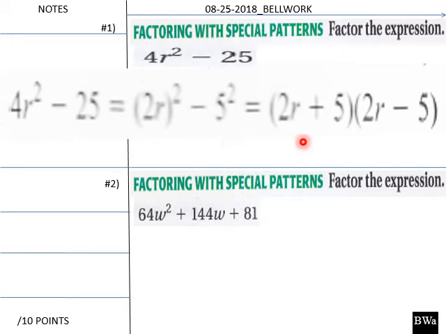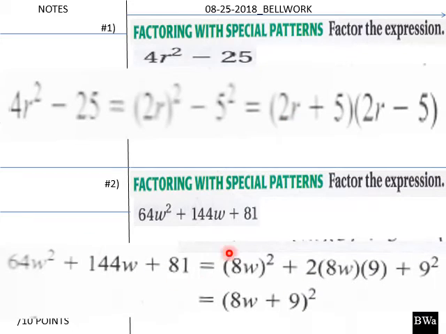Here is our answer for this one, special patterns. We have a difference of squares, and then down here we have the sum of squares. This is our special factoring pattern: a square plus 2 times the factors of 1/2 of b, and then c squared, and then it comes out to (8w + 9) squared.